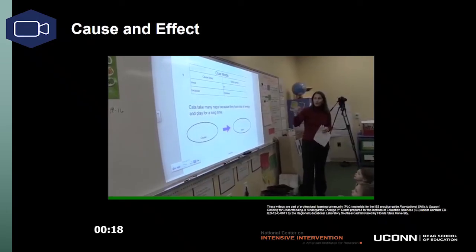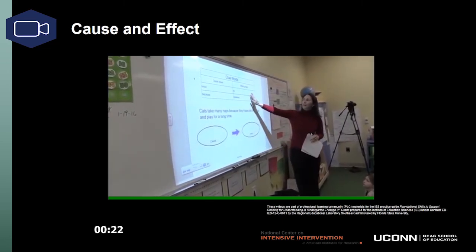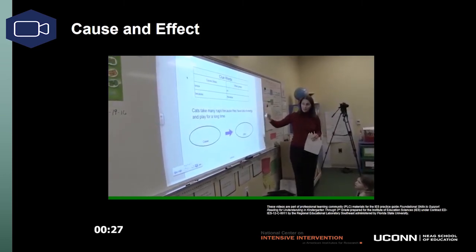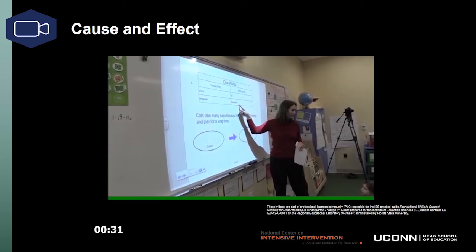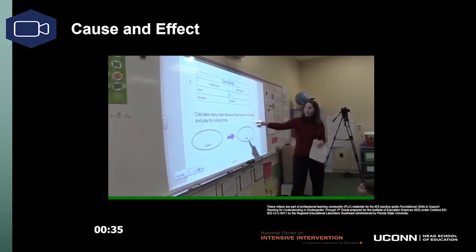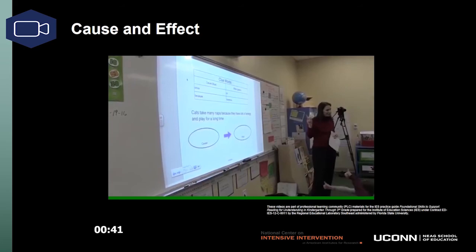Find a cause or an effect. And whenever we find a cause, we're going to mark it blue. And whenever we find an effect, we're going to mark it green, just to help us analyze. So here's an example. After I read it, I want you to look for the clue words. See if you can find one. Cats take many naps because they have lots of energy and play for a long time. Put your thumb up if you can see one of those clue words.